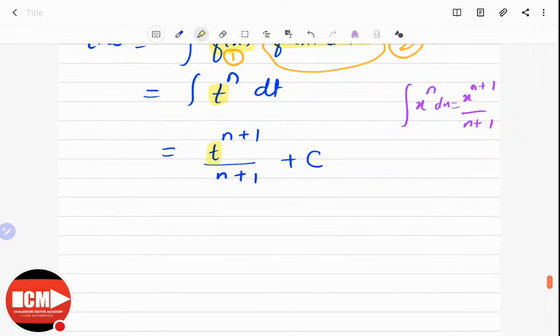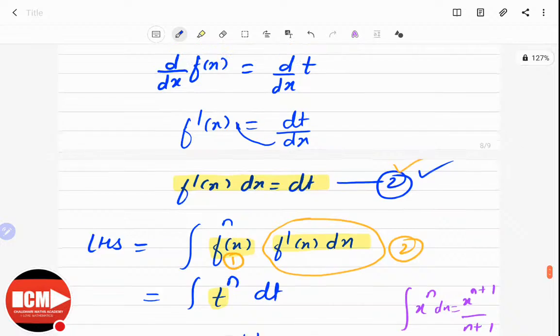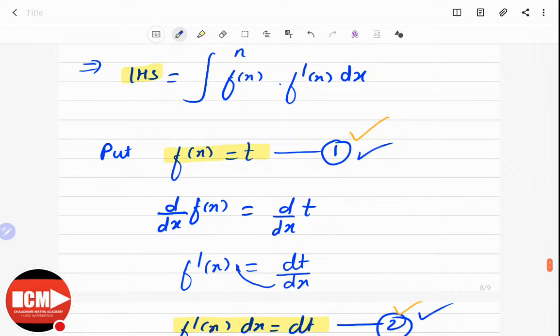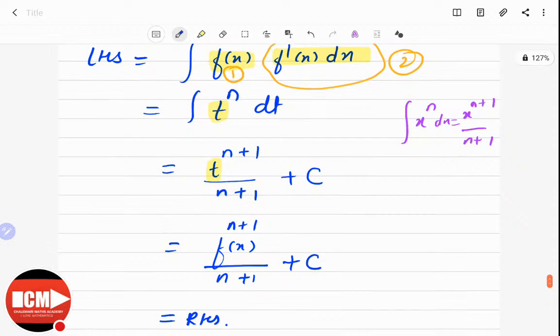So what is the value of t? t is f of x. And if you observe, this is f of x raised to n plus 1 upon n plus 1 plus c. This is equal to the right hand side of this corollary. This one was given and this one was RHS. So f of x raised to n plus 1 upon n plus 1 plus c is the right hand side of the corollary. So here, this is the entire proof in front of you.